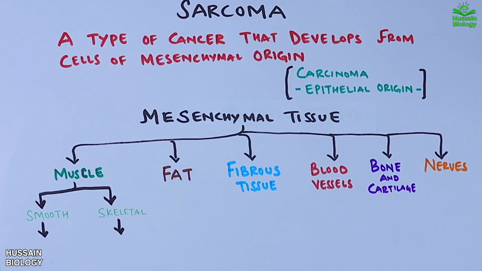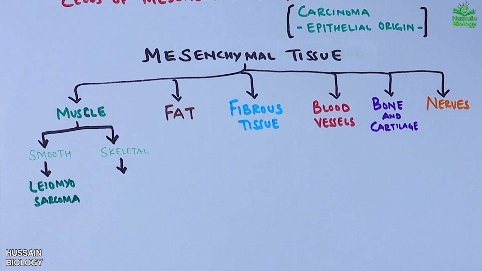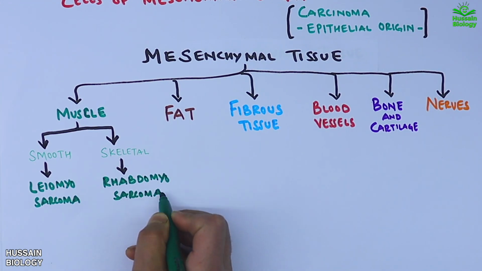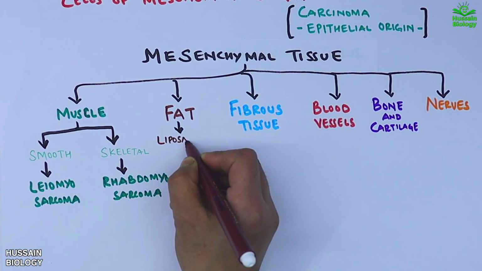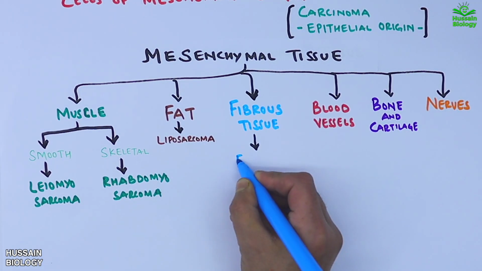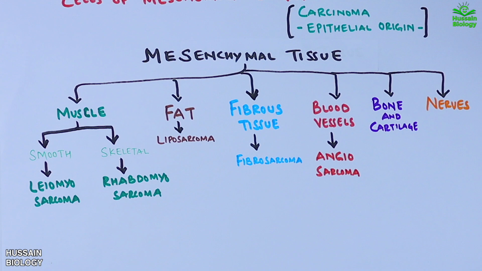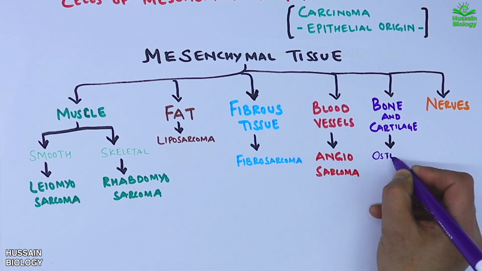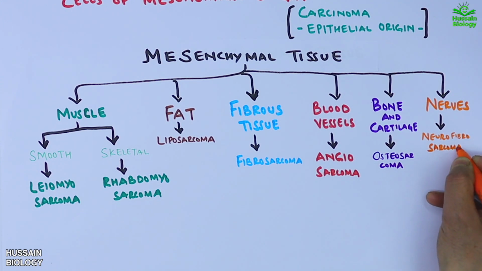The sarcoma that develops from smooth muscle tissue is named leiomyosarcoma, and the sarcoma from skeletal muscle is termed rhabdomyosarcoma. From fat tissue it's liposarcoma. From fibrous tissue it's fibrosarcoma. From blood vessels it's angiosarcoma. From bone and cartilage it's osteosarcoma. And from nerve tissue it's neurofibrosarcoma.